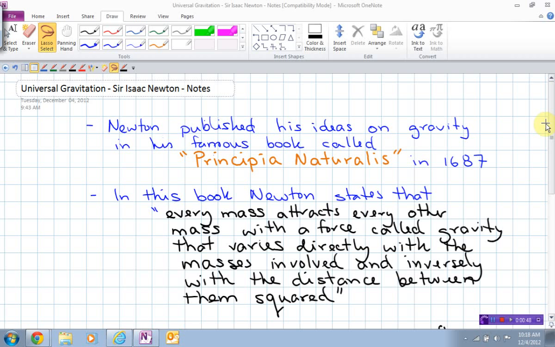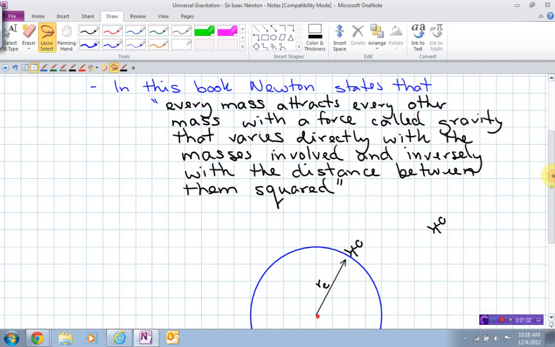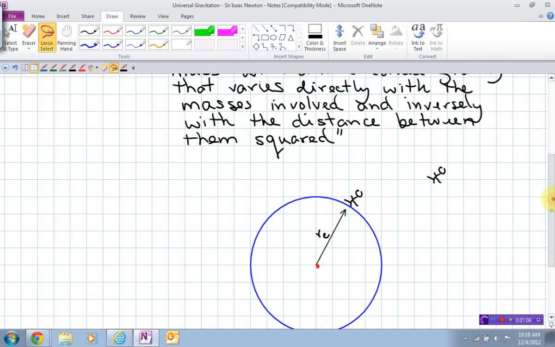So this little video is the first of two. The first one will explain universal gravitation to you, and the equation that goes along with that. The second one will show you how to use the formula to do some calculations. So moving along, let's take a look at what this particular law says.